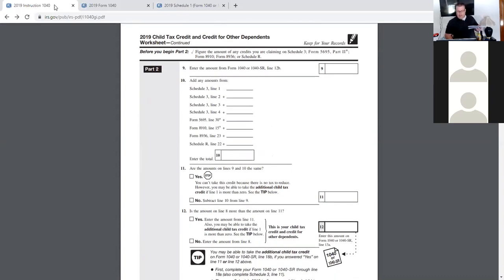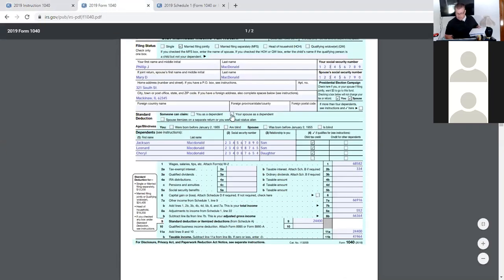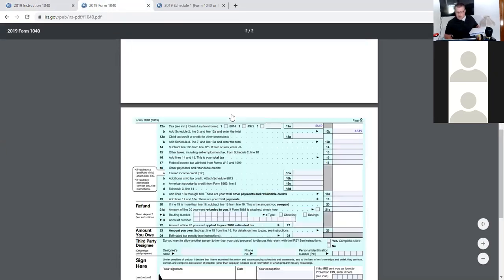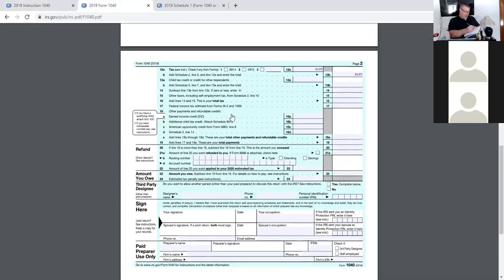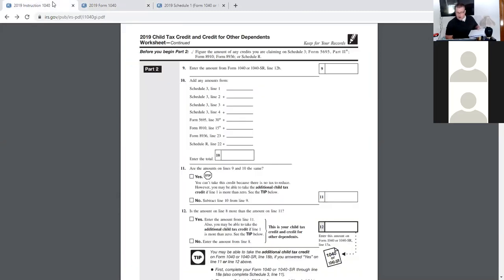Okay, enter the amount from Form 1040, line 12B. So we'll go back to our Form 1040. And we go to line 12B, and it's 4,649 is what we're going to enter on line 9 for the worksheet. Okay, add in the amounts from Schedule 3. We didn't have any. We don't have any of these things. So line 10 is going to be a 0.